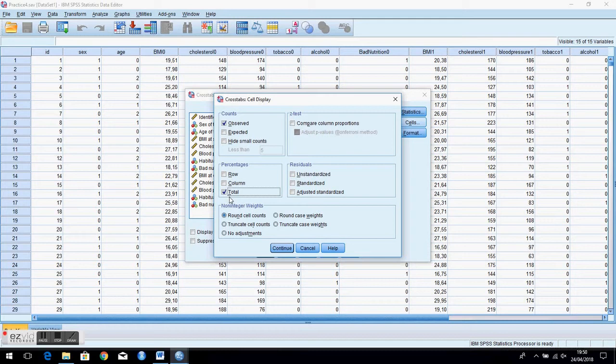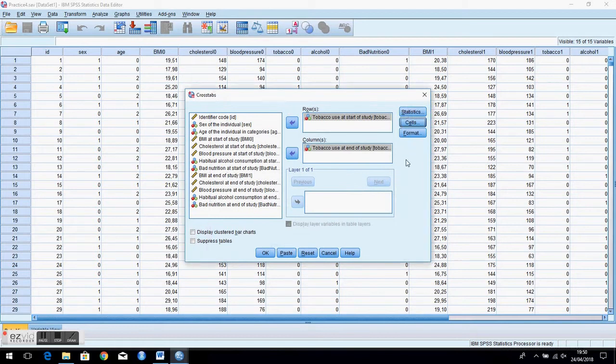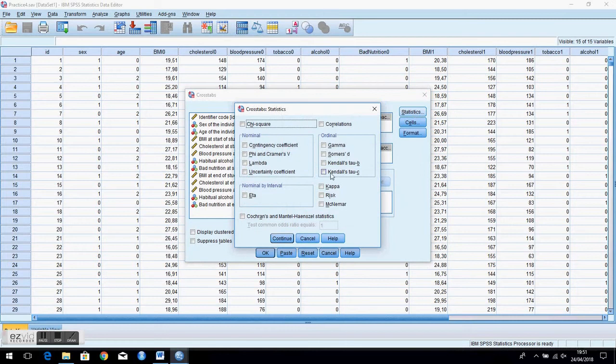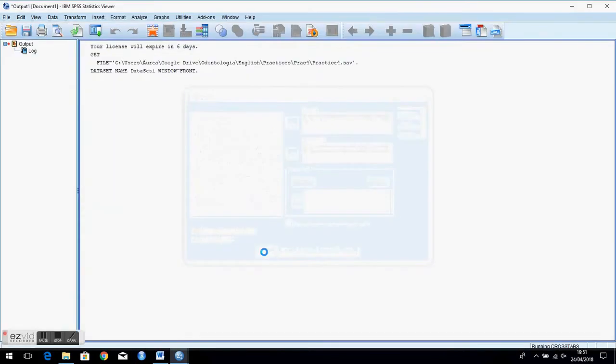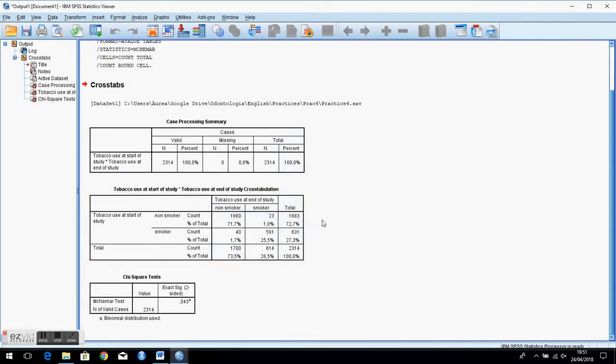We use the total percentages for the descriptive statistics at the beginning of the results table. We select continue, and we also calculate the McNemar test at the same time as the crosstab. Then we select statistics and McNemar here, and finally OK and OK.